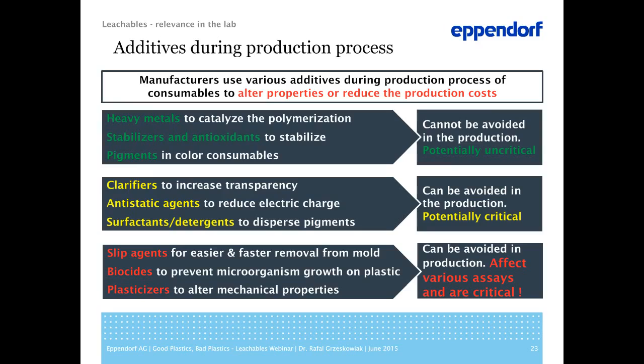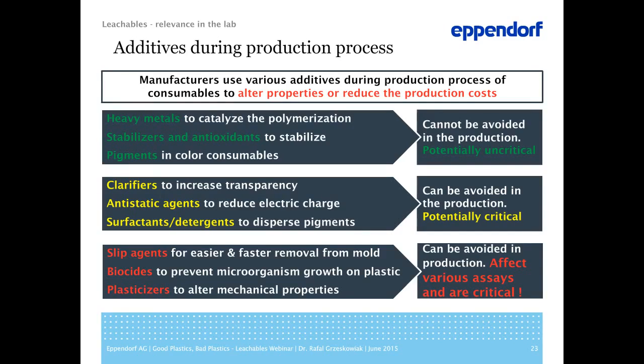The second group, depicted here in yellow, is potentially critical and contains clarifiers used to increase transparency. So if you have a very clear tube or plate, it's somehow suspicious already. Antistatic agents decrease electric charge, and there is a quite heterogeneous group of surfactants and detergents to disperse pigments and other substances. Typically, these substances can be avoided in production and, as mentioned, have been shown to be potentially critical in some assay systems. And last but not least, the really bad guys. In red, you see the additives that have been shown in many publications to leach into the samples and pose a likely source of error in many assay systems.